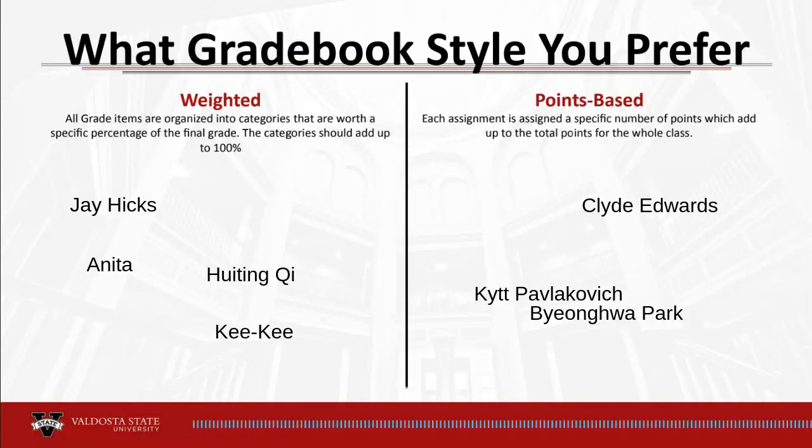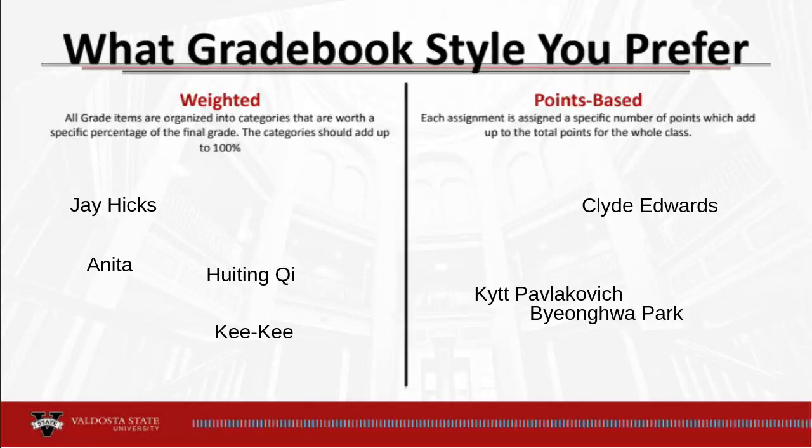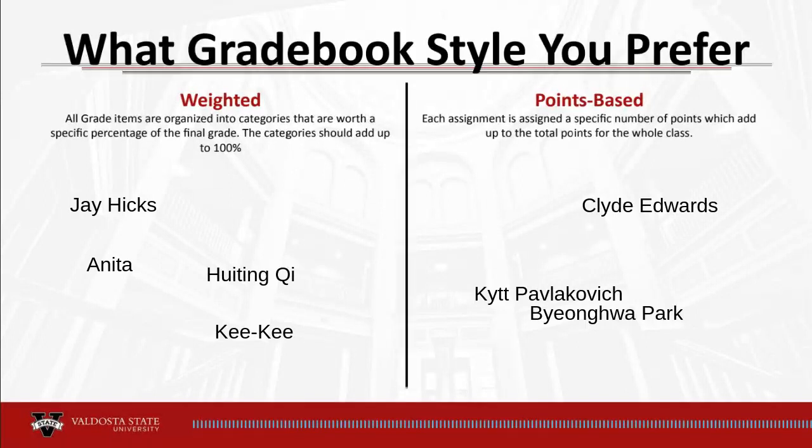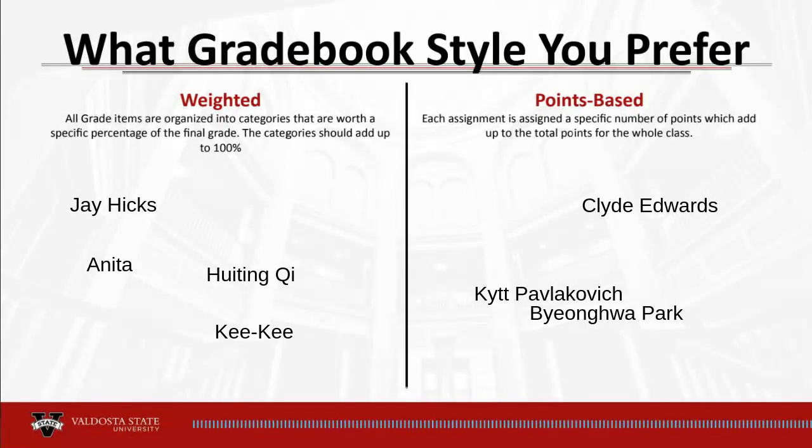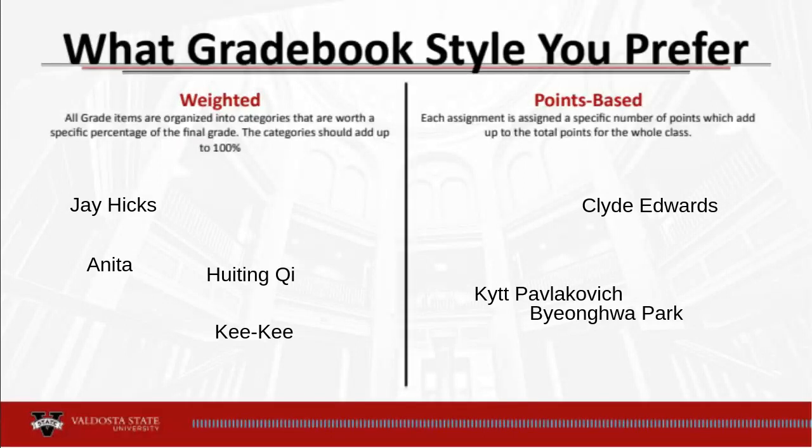I actually use both, but I like weighted because I have a lot of smaller formative things, and that gives me a way to juggle between them. But I can also use points that way too, by just having more points or less. I'm probably one of those in the middle.